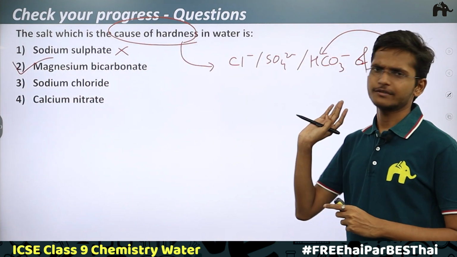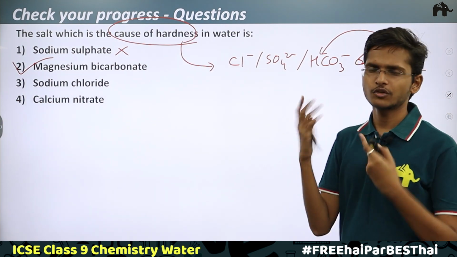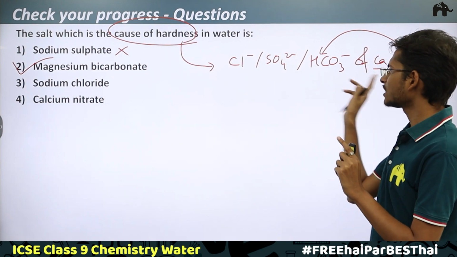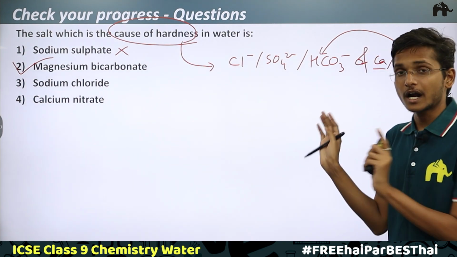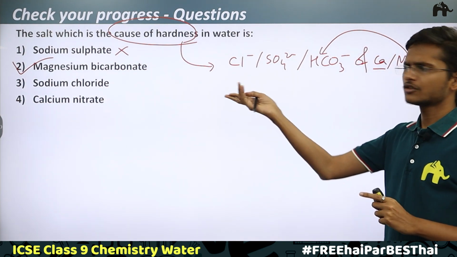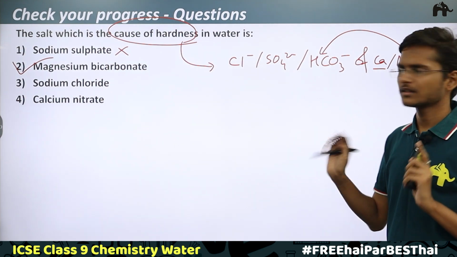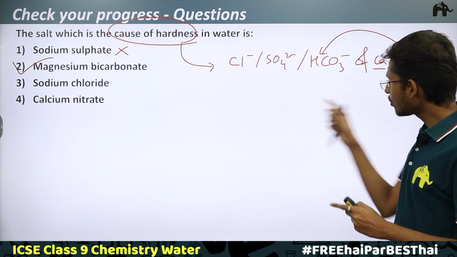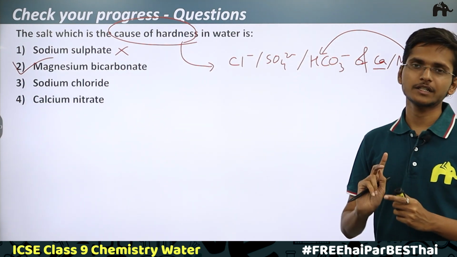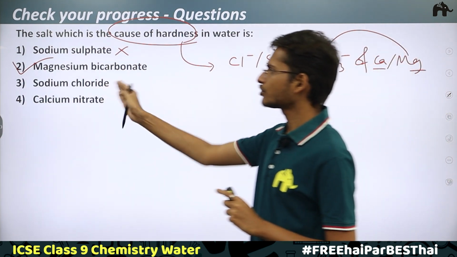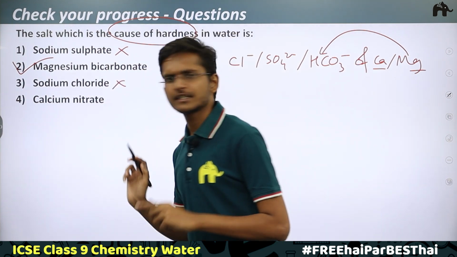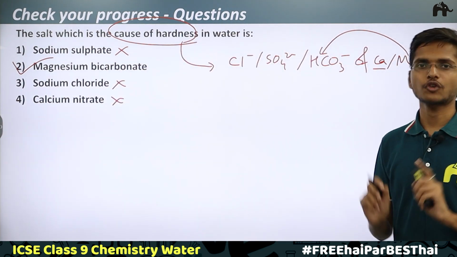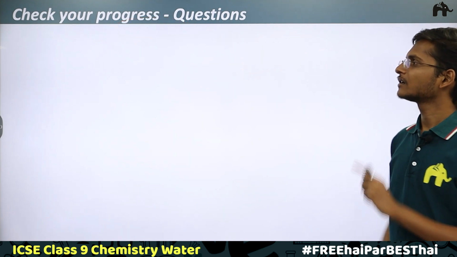Sodium chloride, we don't deal with the sodium salts. We don't care whether sodium salts are present or not. That doesn't conclude that our water is hard or not hard. If sodium salts are present, our water is soft. Our water is only and only hard, I'm again repeating, when only these 6 salts are present. So sodium chloride, no. And then calcium nitrate, also no, right? Because it doesn't fit with this list of the 6 salts. Clear? We got our answer.